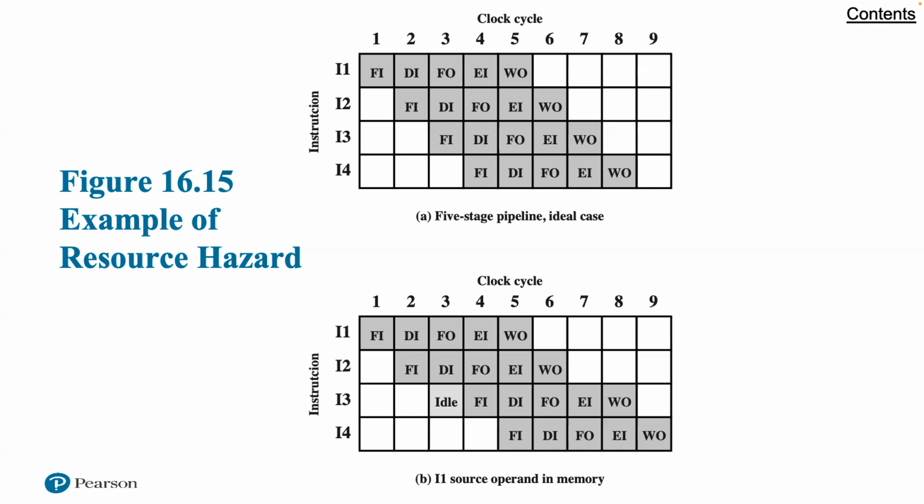Another example of a resource conflict is a situation in which multiple instructions are ready to enter the execute instruction phase, and there is a single ALU. One solution to such resource hazards is to increase available resources, such as having multiple ports into main memory and multiple ALU units.